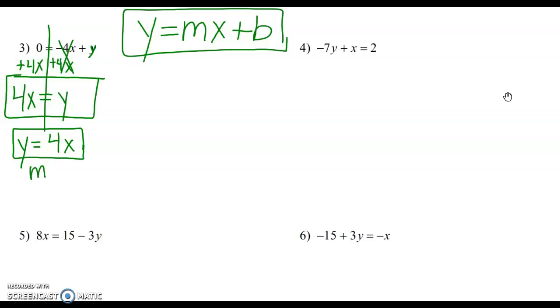This would mean that the slope, the number in front of x, is 4. B, the y-intercept, well, I don't see a number there. The only thing that I could add on that wouldn't do anything would be 0.